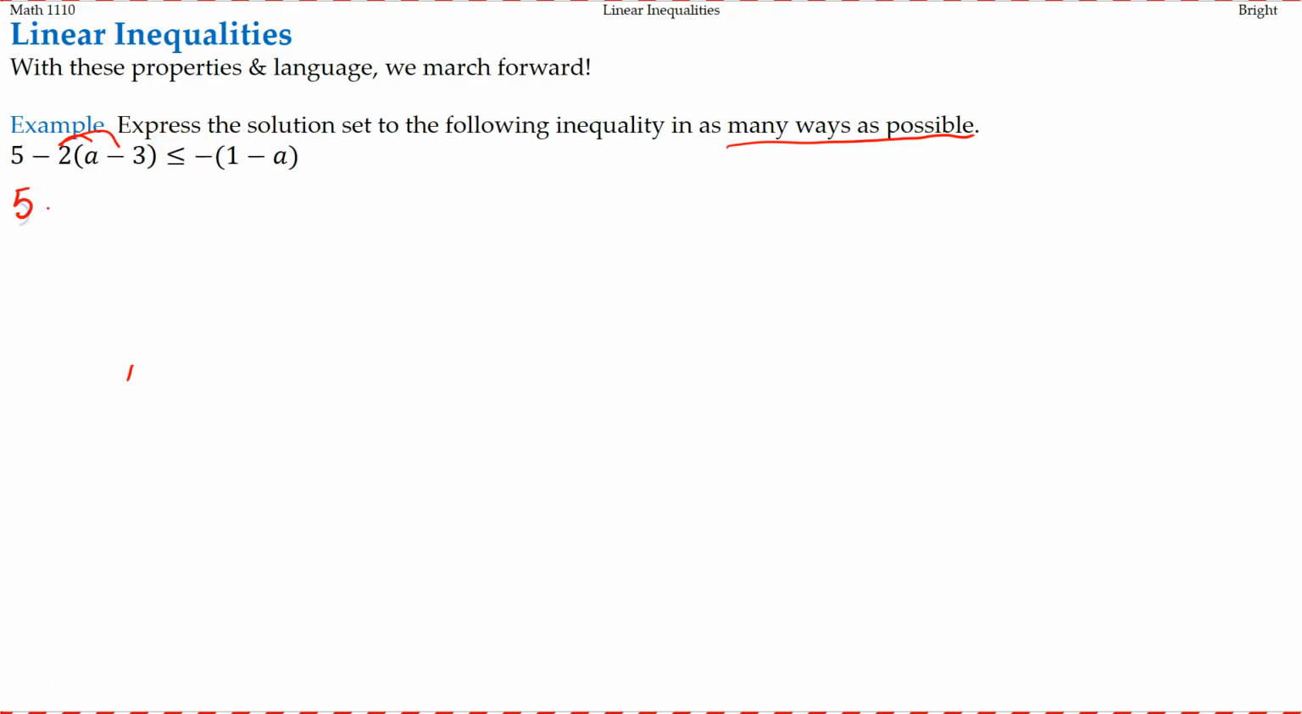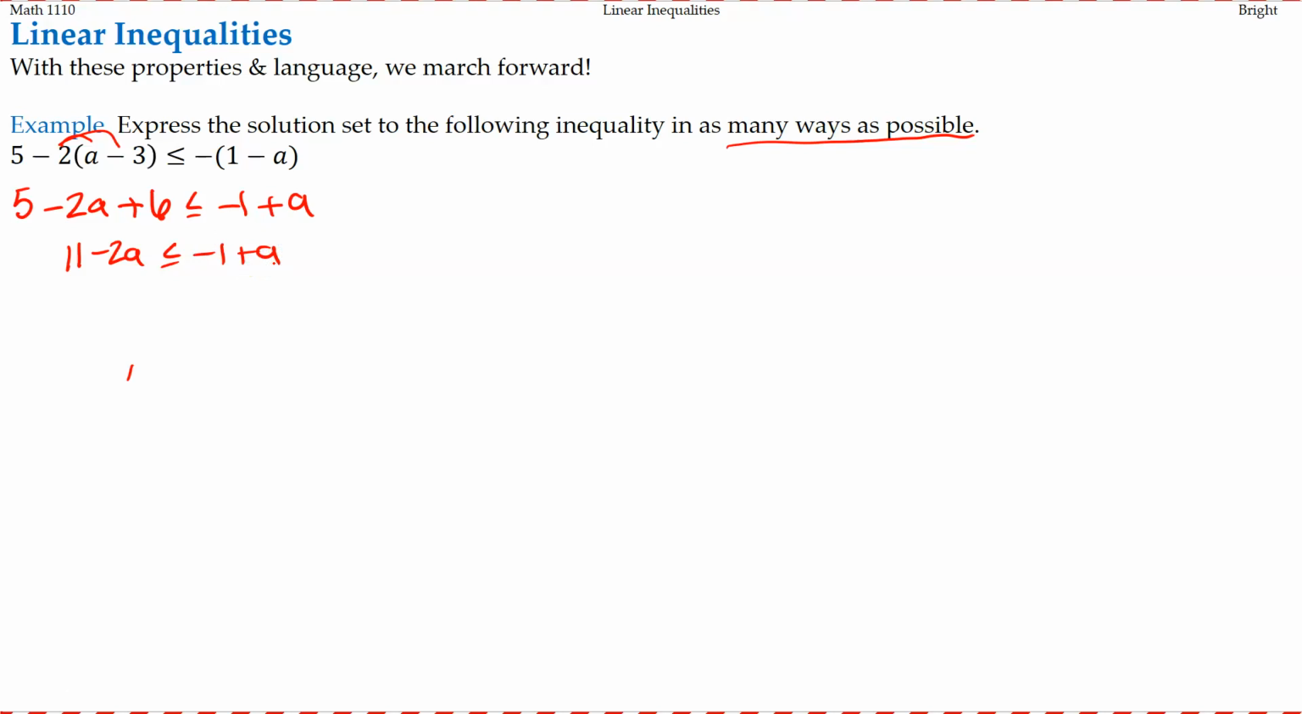Okay, so I'm going to simplify this. -5 minus 2a plus 6, -2 times -3. Okay, less than or equal to, distribute the negative, -1 plus a. And what do I get? Okay, I'm going to simplify this. This is 11 minus 2a less than or equal to -1 plus a.